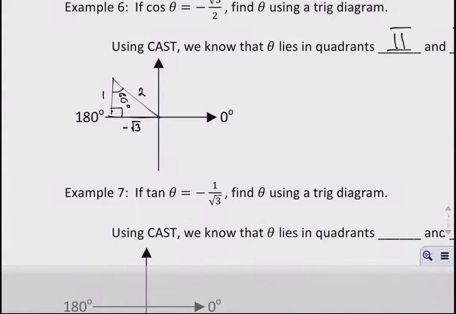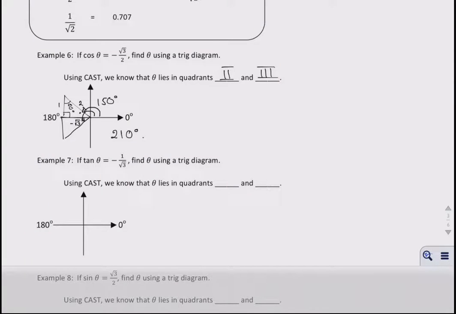So what angles does this correspond to? I go from 0 all the way to, well, if this is 30 here, I'm left with 150 as my main angle, which means that over in here, my quadrant number 3, the angle will be 180 plus 30, which is 210 degrees. So those are my values for theta, such that cos of those angles gives me negative root 3 over 2.